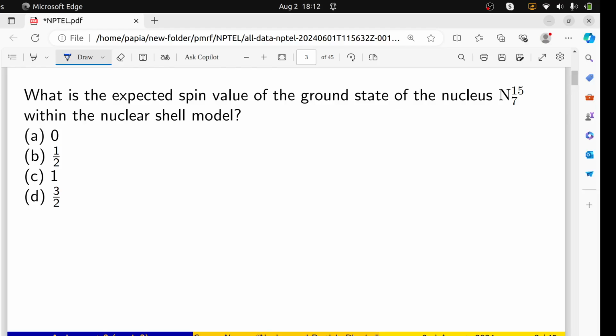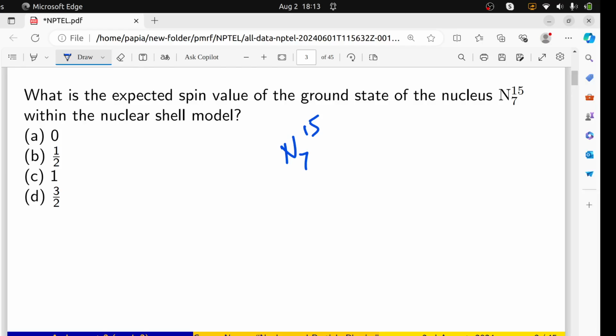Okay, so the first question: what is the expected spin value of the ground state of the nucleus N-15 (nitrogen-15, with 7 protons) within the nuclear shell model? The options are 0, 1/2, 1, 3/2 and all. For this question, this is very similar to the previous week's last question. So let me go through this one.